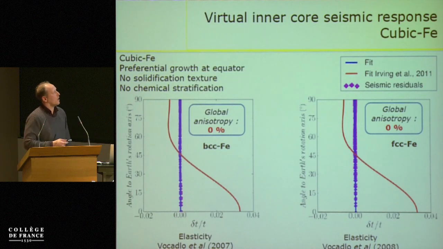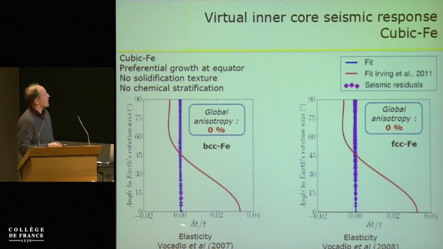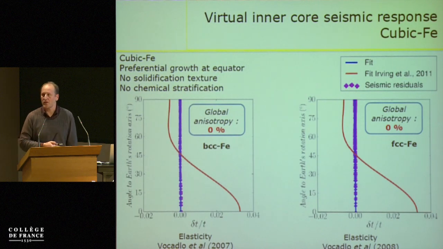And this is the result. If you take BCC iron with those elastic constants, and this is the plot I showed before, this is the fit of the Irving paper, and this is the result for our simulation. Basically, you don't get any anisotropy at all with those hypotheses.